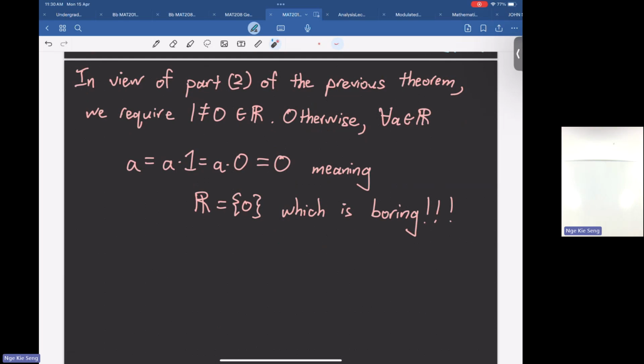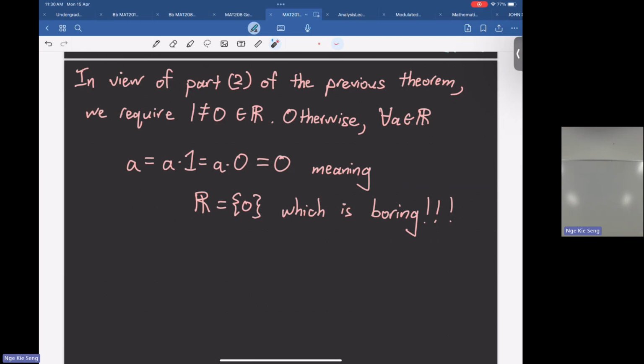If 1 equals 0, your real number is just a set with 0. There's nothing inside. Your ring, your field collapse into one thing. Okay, let me show you. So if I have 1 equals 0, what does it mean?